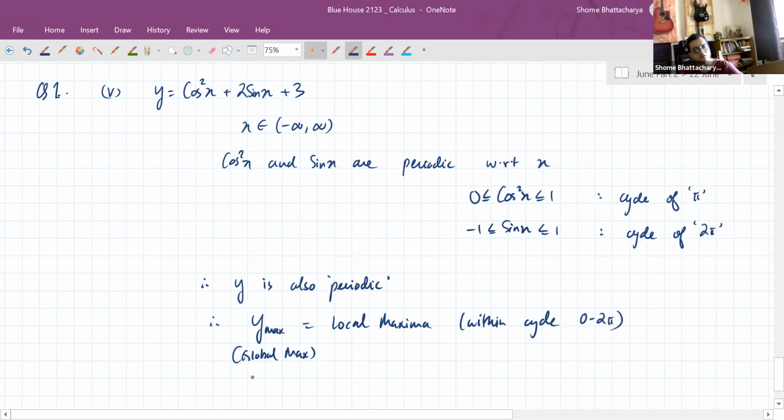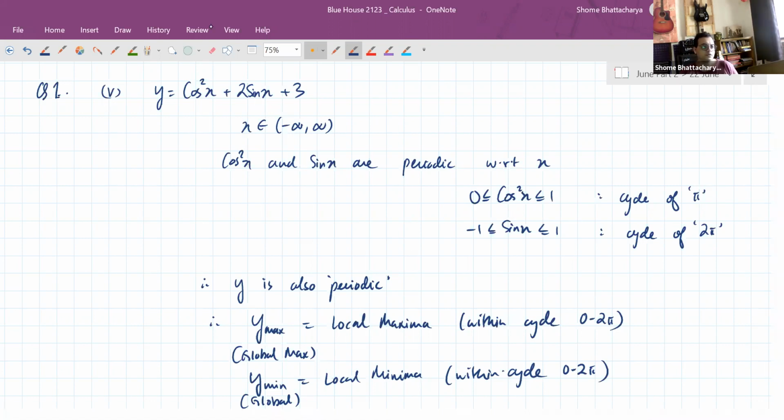Similarly, y's global minima will be equal to its local minima within a cycle of 0 to 2 pi. So the same method you can use over here to execute this. Try it out by this method, or alternately, you can also use another method.